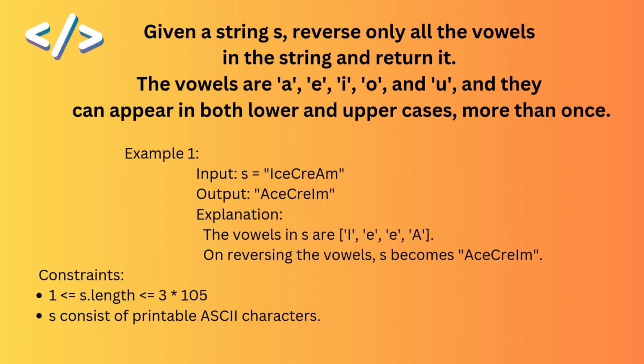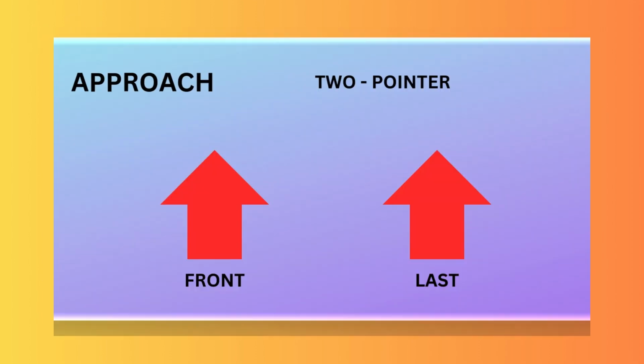Now, let me clarify what we mean by vowels. For this problem, vowels are the characters A, E, I, O, and U, including both their uppercase and lowercase forms. So, let's see what is going to be our approach.